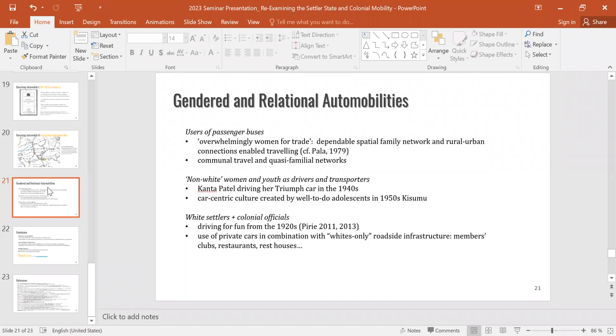But we have to think about it. By the 1950s, driving for fun and corresponding car culture was, of course, a long-established pastime for white settlers. Think safari drives or car rallies. Yet there was an important difference when compared to the mobilities of Africans and those of South Asian descent.